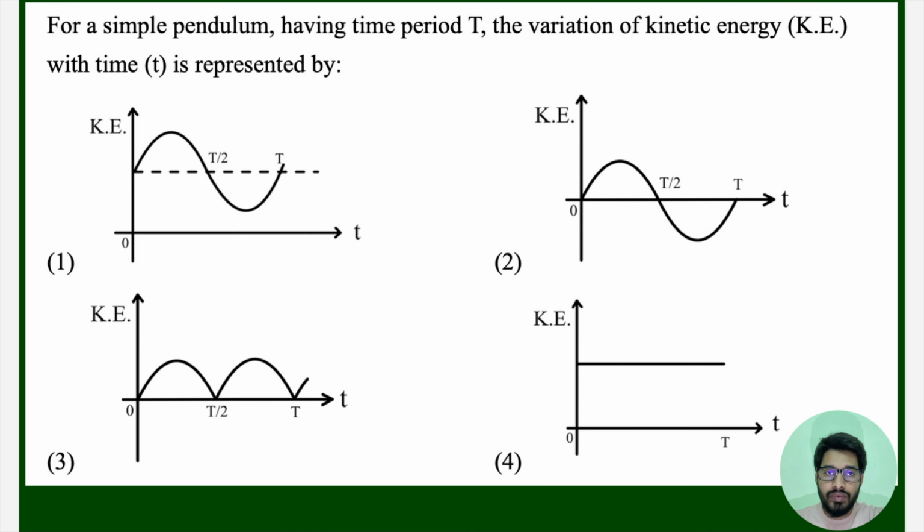Hello students. In this question, given that for a simple pendulum having time period T, so SHM has time period T, the variation of kinetic energy KE with time t is represented by. So in this question, NTA has given no correct option.